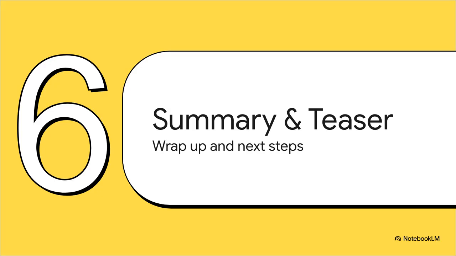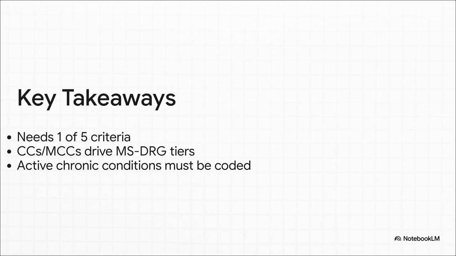Section 6, Summary and Teaser. Let's wrap up this explainer and look at what's next. Here are your top 3 takeaways to apply to real patient charts today. 1. A secondary diagnosis must meet at least one of the 5 reporting criteria, like clinical evaluation, treatment, or increased nursing care. 2. CCs and MCCs are the severity engines that drive MSDRG tiers and ensure fair hospital reimbursement. And 3. Never ignore chronic conditions. If they're actively managed with routine meds or monitoring during the stay, they absolutely must be coded.